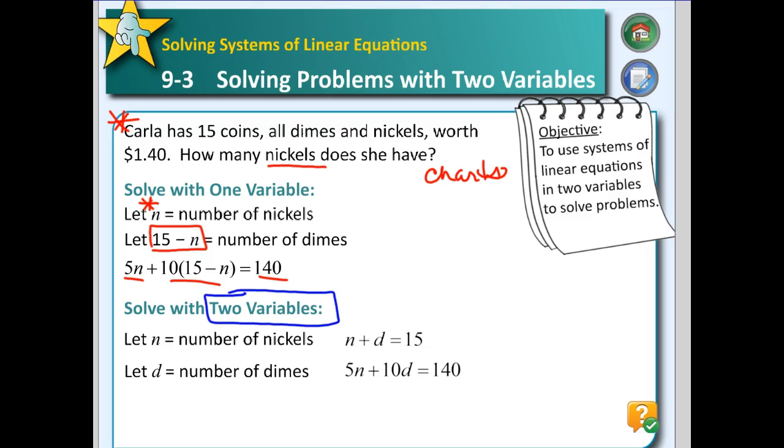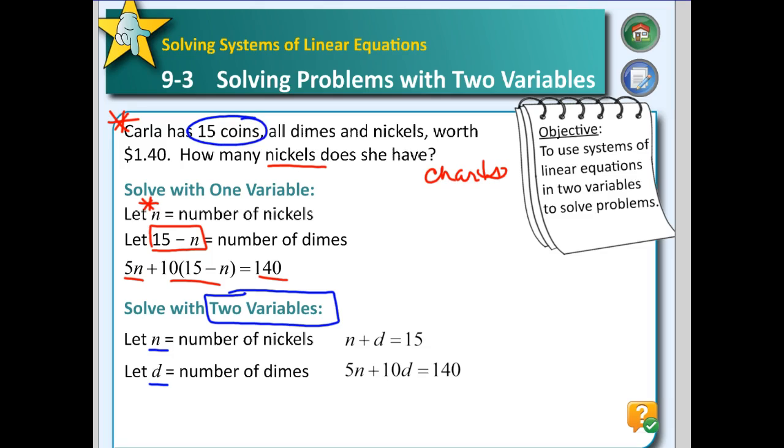But now the problem is, if we have 2 variables, then we have to have 2 equations. We need a system of equations. But look what happens now. I can let n equal nickels, and I can let d equal dimes, and then I can look back up here at my story problem.